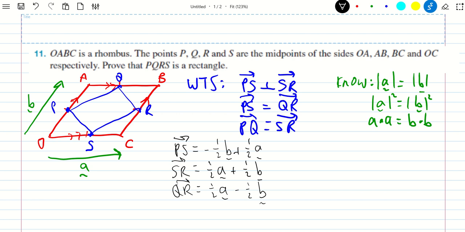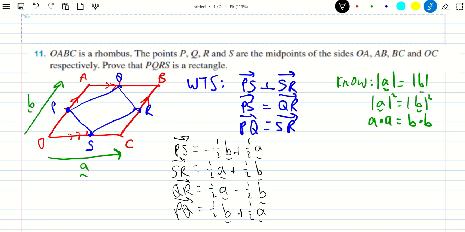Okay. And then the other one, we wanted PS, we wanted QR, we wanted SR, and PQ, we haven't found yet. That's the last one we wanted. So PQ, sorry about messy writing. PQ is equal to, where's P? So P to Q, we're going upwards, so that's half B plus half A. Going from P to Q.